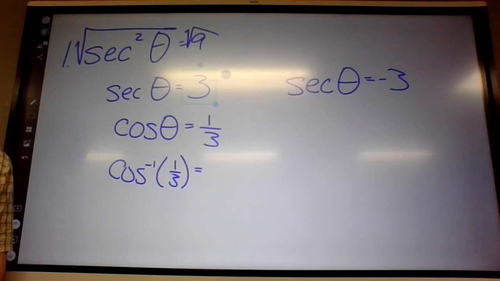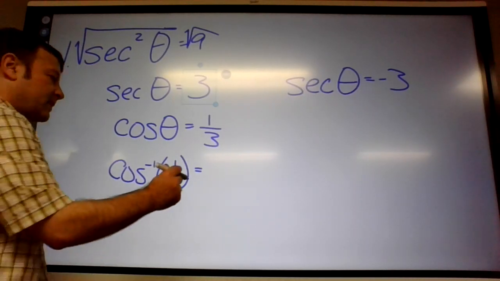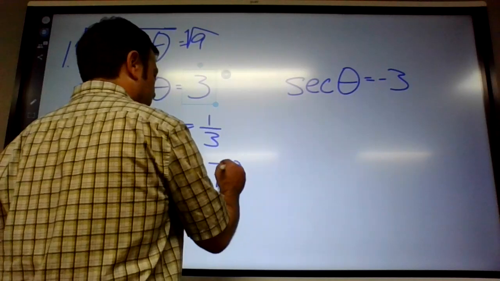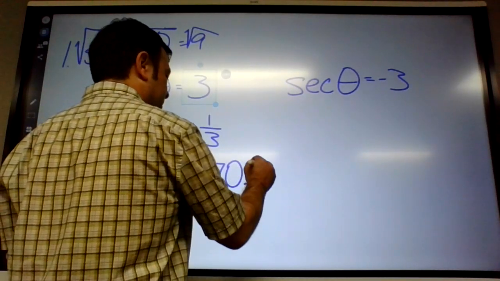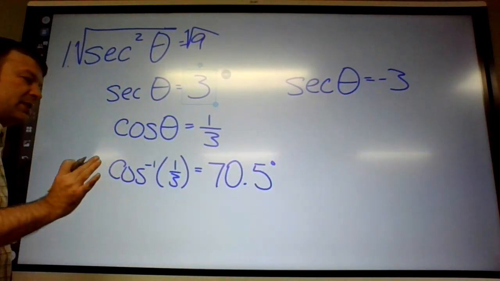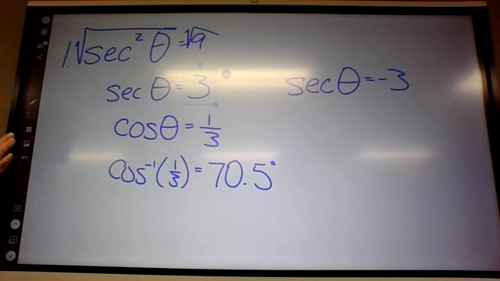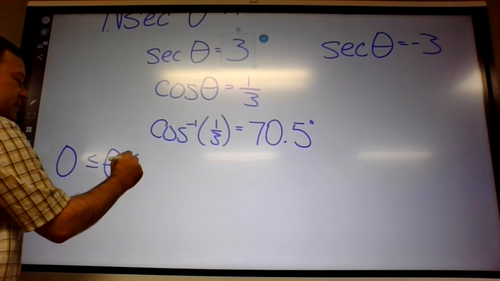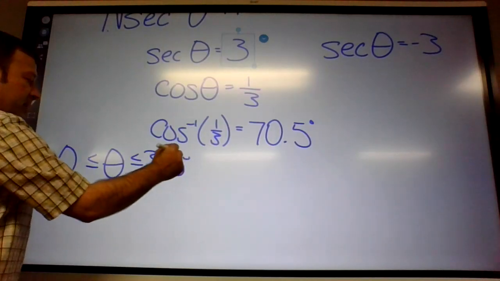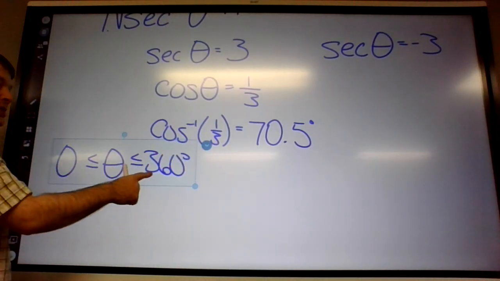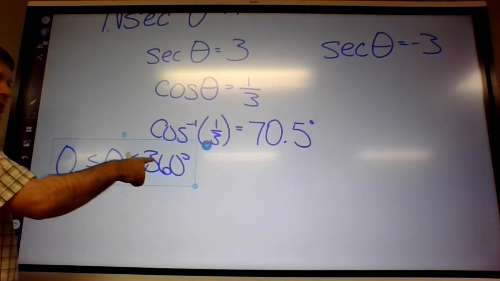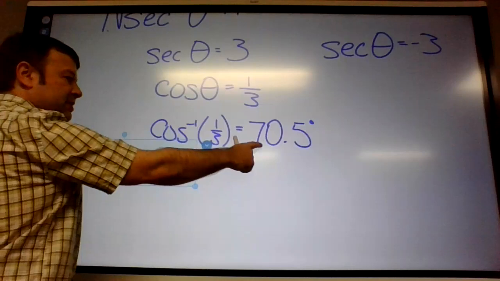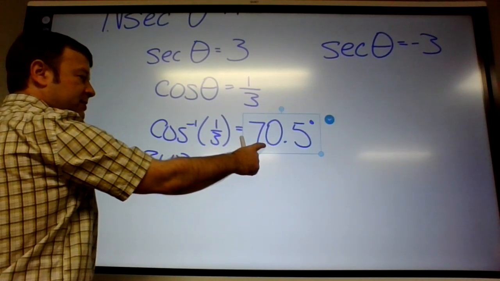You guys get something? Okay, 70.5. Here's the thing though. It's been a while since we've done this. They don't just want one answer. They want all the answers. If you look at the directions, it says all the possible answers between 0 and 360. This is only one of those answers.